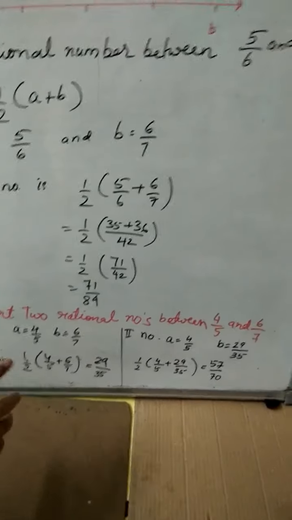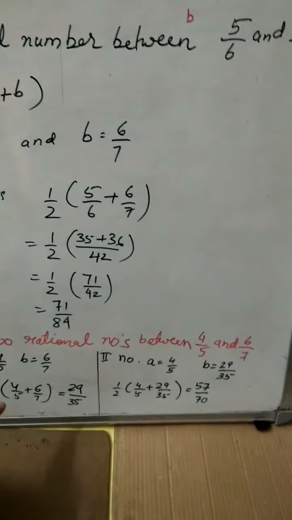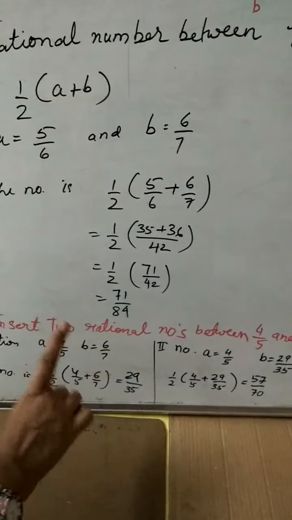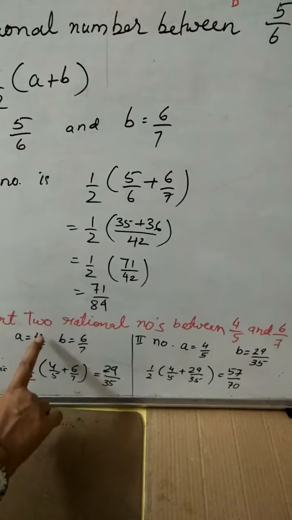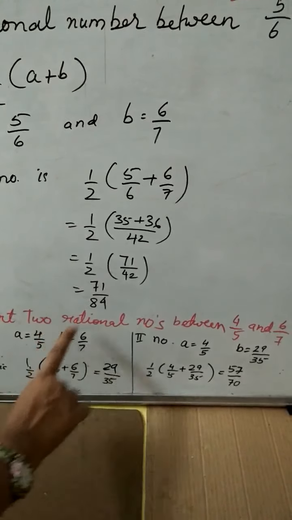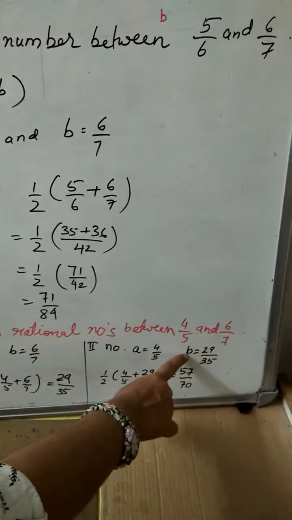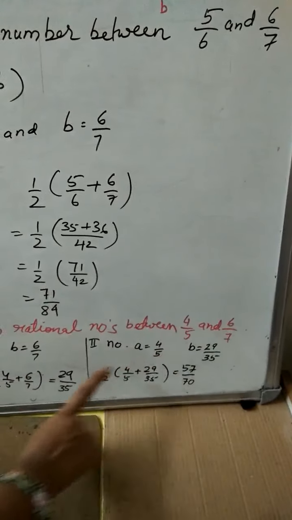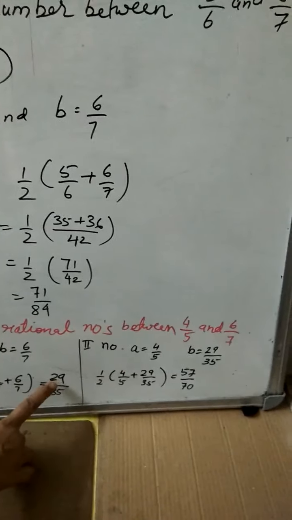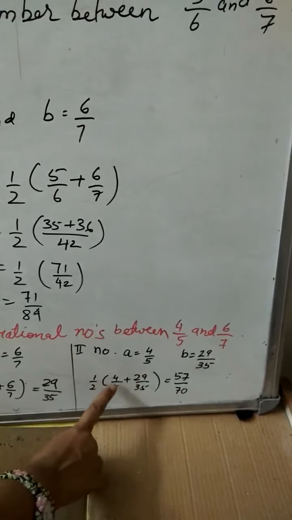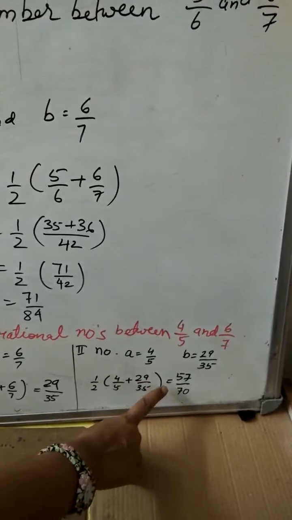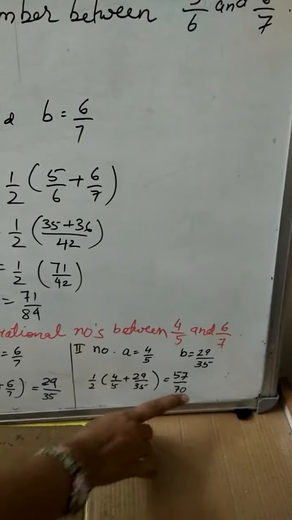Then we have to find one more rational number. Again, we will be using the same formula, half A plus B. So in the second case, if you are taking 4 by 5 as A, then the value of B will change. For the second rational number, you have to take the value of B as 29 by 35 and use the same formula, half A plus B. So it will give you the second rational number.